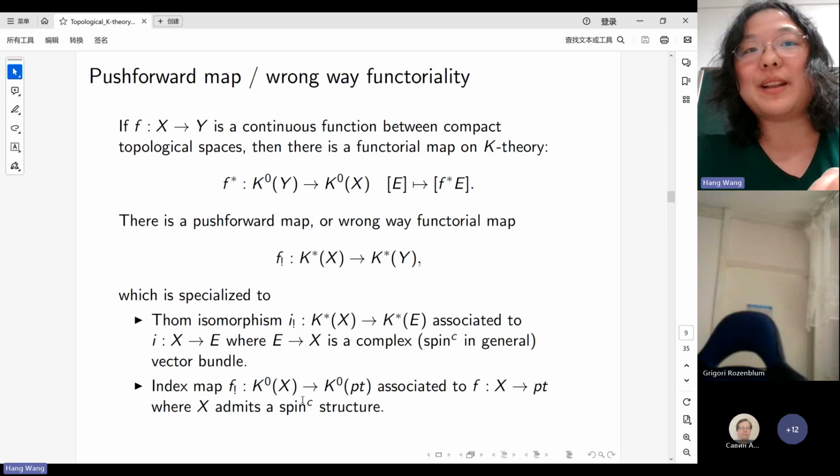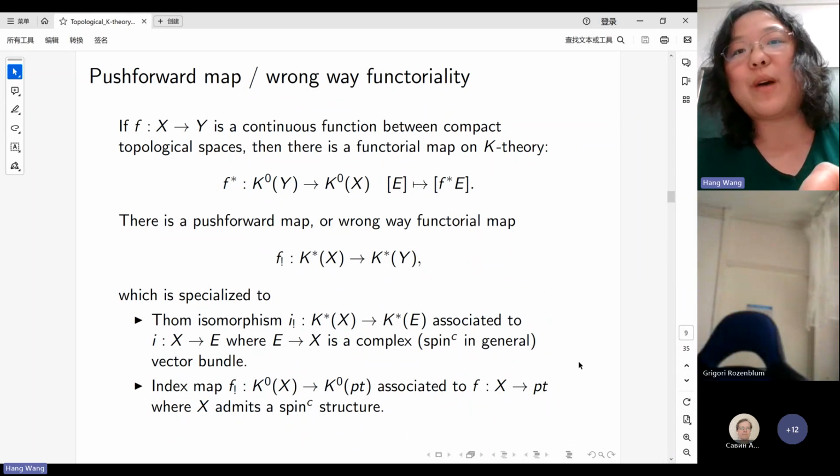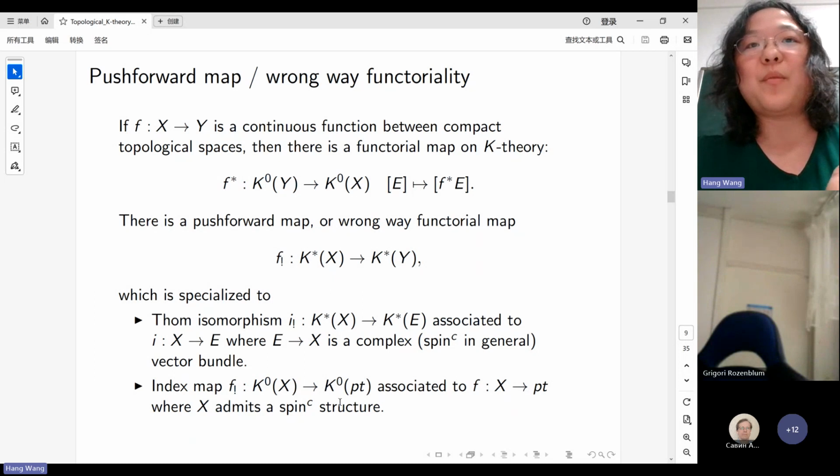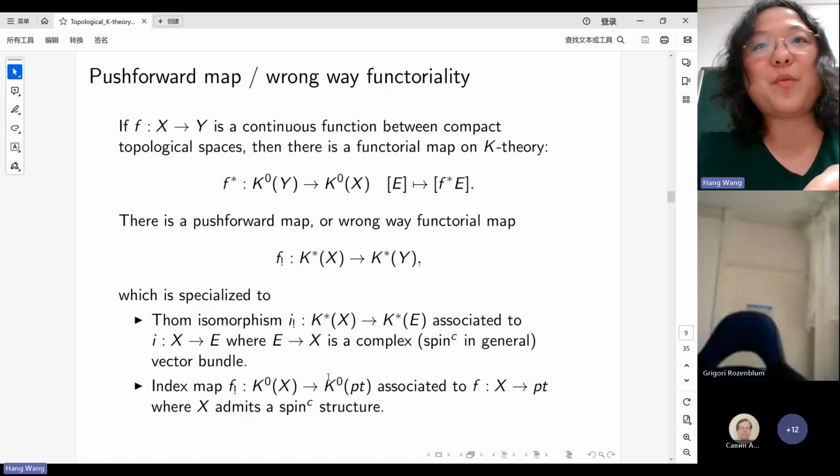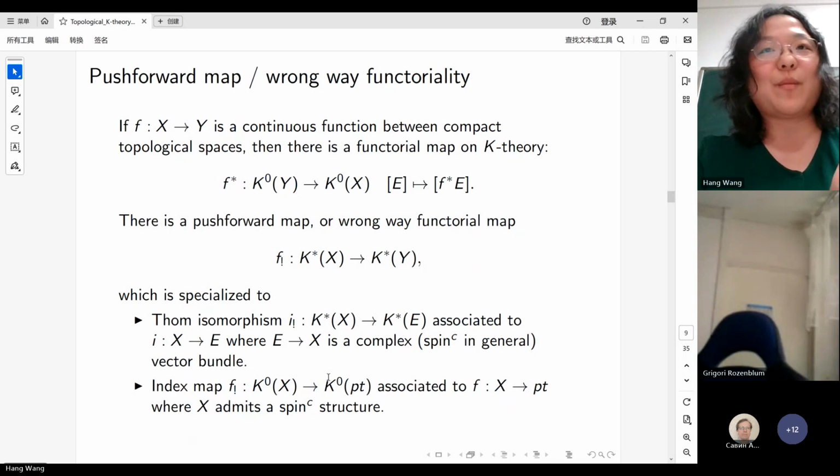And there's another interesting example when the map f maps into a point. So if Y is a point, then this push-forward map is simply the index map. So this push-forward map is very much related to index theory and Thom.